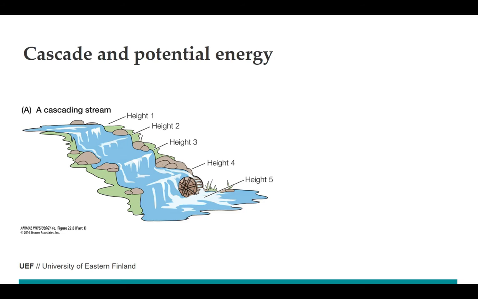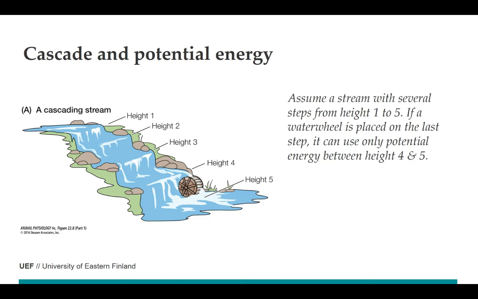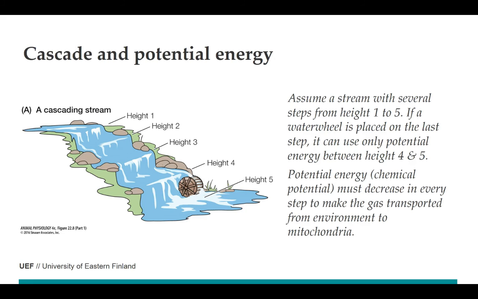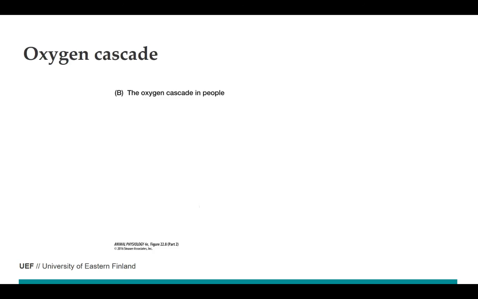Okay, this seems to be like energetics. So we have a stream with several steps, and put a water wheel in the last step. Then we can use only the potential energy between heights 4 and 5. So although the water is going from higher uphill, it doesn't matter. That's why this potential energy must decrease in every step to make the gas transported from the environment to the mitochondria. And similarly, in our circulation, we have the oxygen cascade.